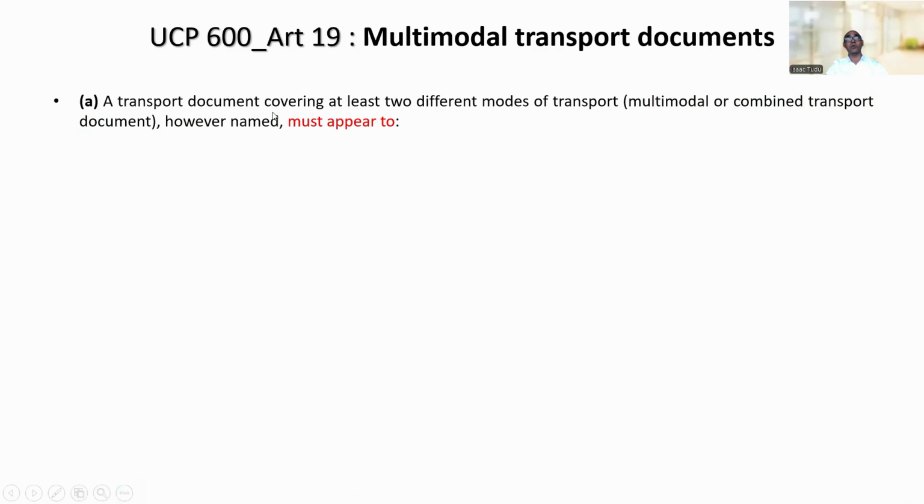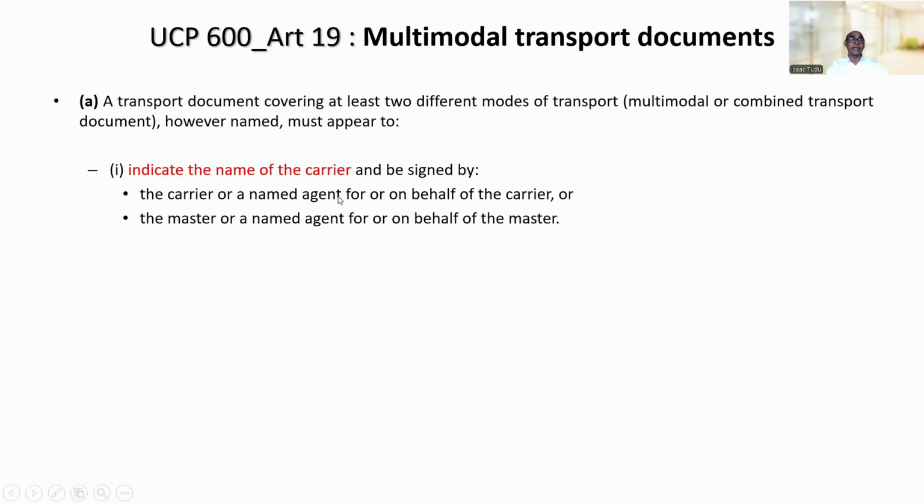Must appear to. So let us read it once again. A transport document covering at least two different modes of transport, multimodal or combined transport document, however named, must appear to indicate the name of the carrier and be signed by the carrier or a named agent for or on behalf of the carrier, or the master, or a named agent for or on behalf of the master. So you can see that a transport document must appear to indicate the name of the carrier, right? So the name of the carrier needs to be there in the multimodal transport document.